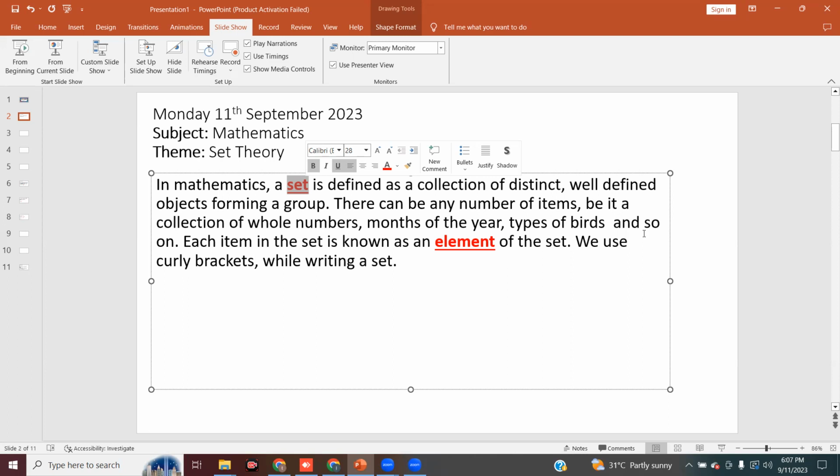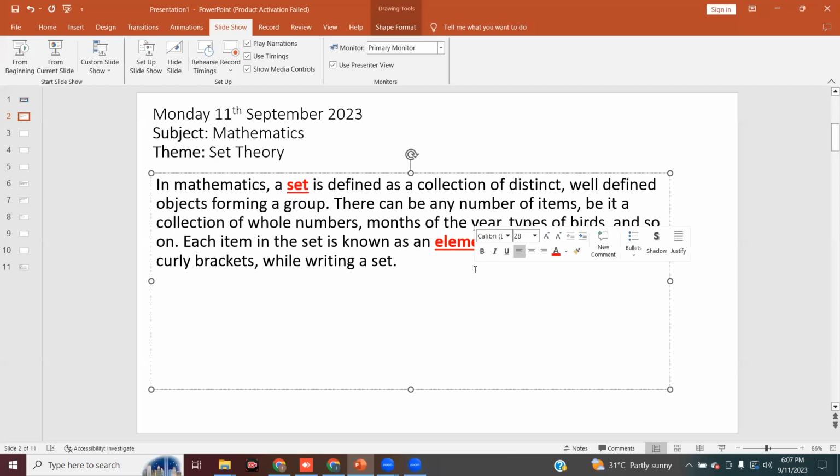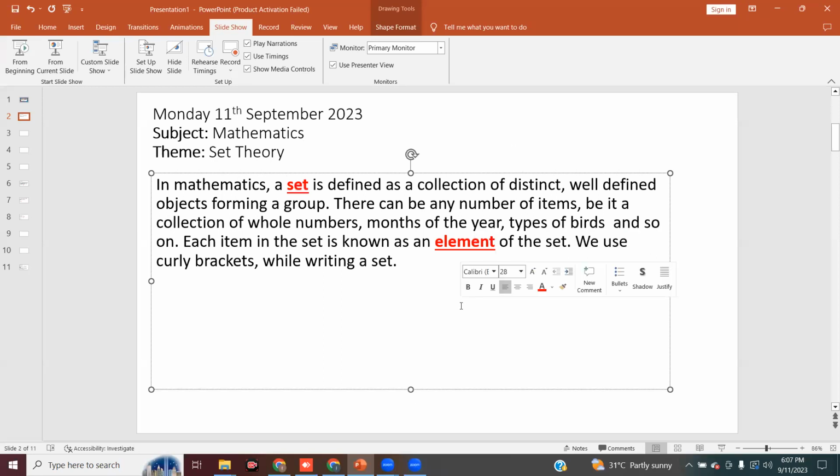Yes, sir. Anastasia, what is a set? A set is a collection of things. Very good. A set is a collection of things. Naya, what is an element of a set?